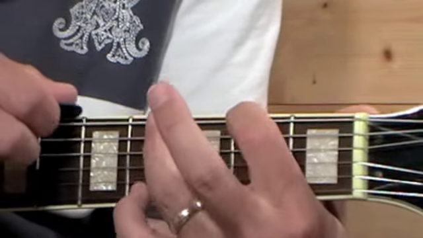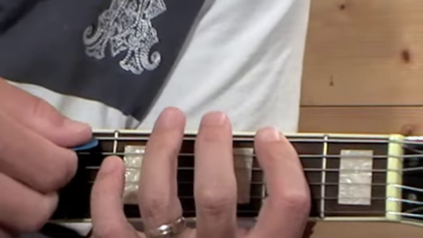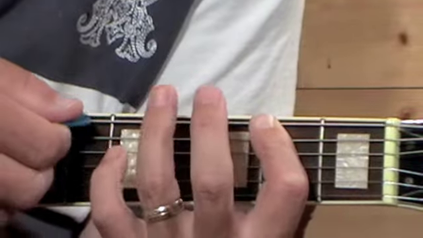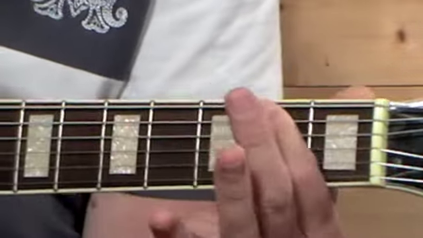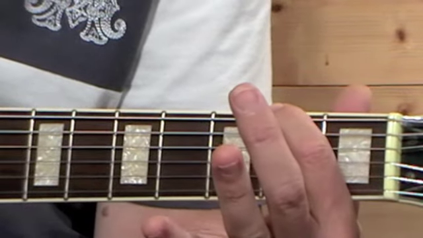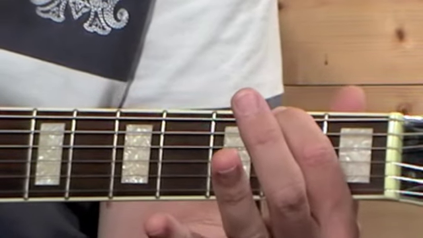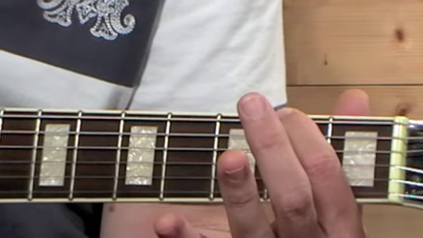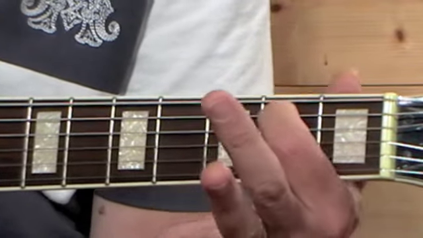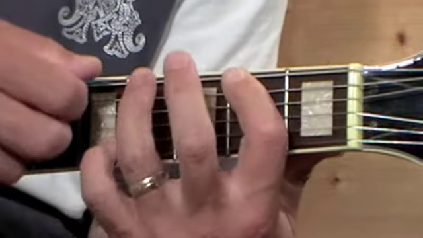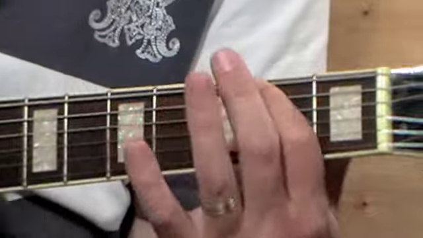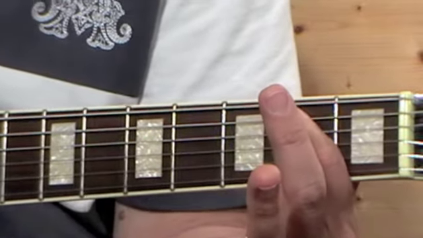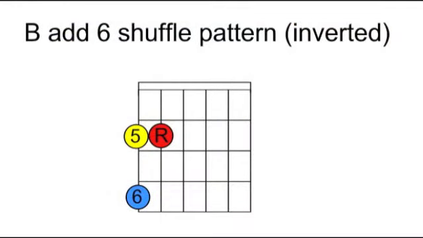and change the fifth to the sixth like this. Now because the sixth note here is in the lower octave, we refer to this as an inverted shuffle pattern, the root note being the highest note of the pattern rather than the lowest. Still works exactly the same way. And here's the diagram just to show you that pattern.